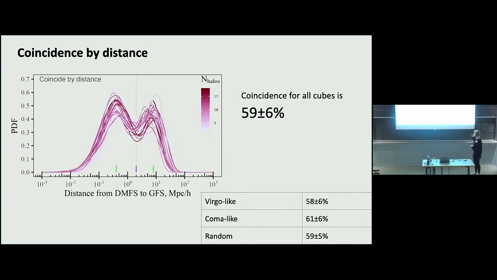And we also tried to understand whether there exists some dependency on how massive a cluster exists in the cube. Coma and Virgo are pretty massive halos, but we do not see improvement of coincidence between the dark matter and galaxy filament systems depending on how massive the halo in the cube is.